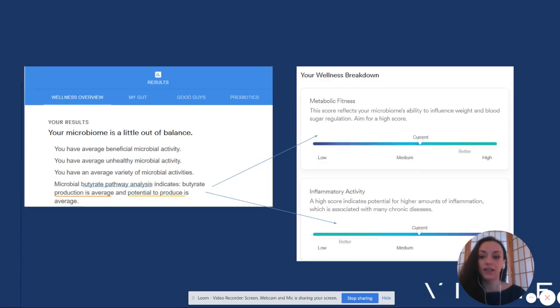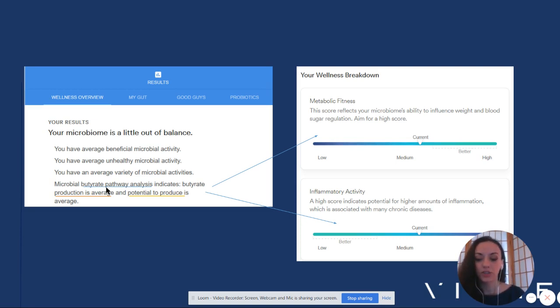So what you see right now is a dashboard that explains some of the scores that play a role in your wellness. They all come from various microbiome data assessments. So for instance, in your results section, you see assessments from beneficial or unhealthy microbial activity and the variety or diversity of microbial activities that are found in a sample. What you also see is this statement right here that talks about butyrate pathway analysis.